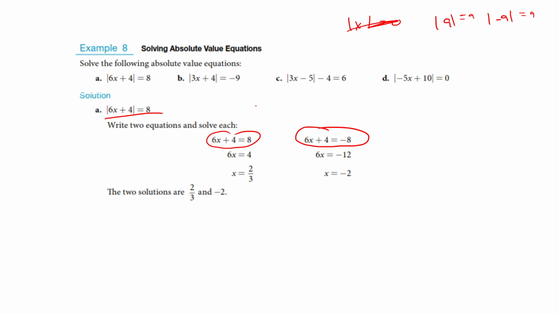So what we're doing here is we're compensating for the fact that what's inside of there could have been a positive value or it could have been a negative value. And here's the easiest way to do that. Now we solve each of these for x and we get two solutions. Now here, the second one, we have a trick.